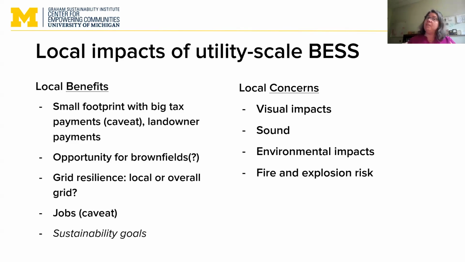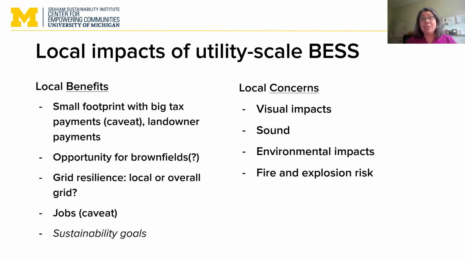There's also the landowner payment, though at least what we're seeing is that land, rather than being leased, is more commonly purchased from the landowner. This could be because of the smaller footprint and opportunity for brownfields. Depending on where battery energy storage connects in, it may provide grid reliability benefits at the local level if it's connecting into the distribution grid. At the transmission scale, which is where more large-scale BESS are connecting in, it's providing overall grid benefits, but they might not be localized.